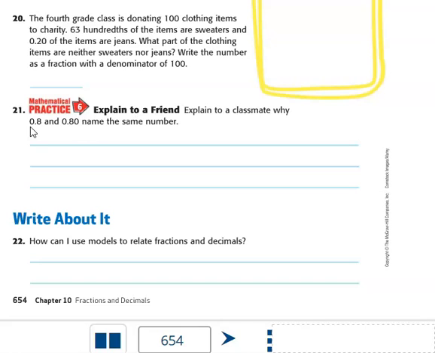Explain to a classmate why 8/10ths and 80 hundredths are the same number. I'm going to refer you back to the examples that we did earlier on. The first example has how I can use models to relate fractions and decimals. You're just going to explain in word form what we've been doing with the numbers throughout this lesson. That's what it's asking for on number 22. And basically what it's asking for there is that fractions and decimals are both parts of a whole, so they can be both written to represent any number that is a part of a whole. That's how you solve number 22.